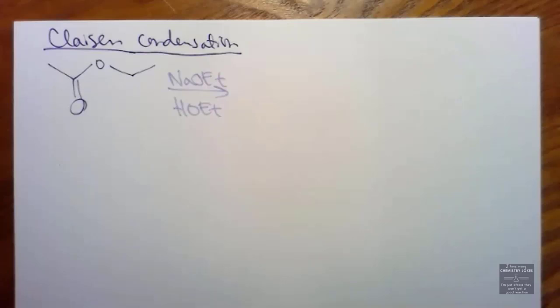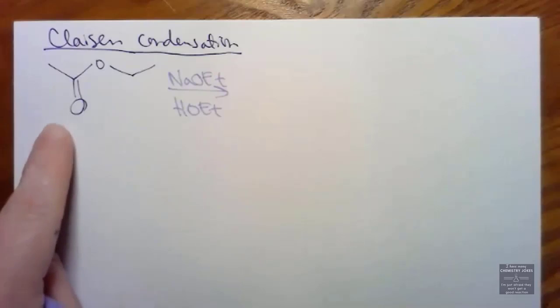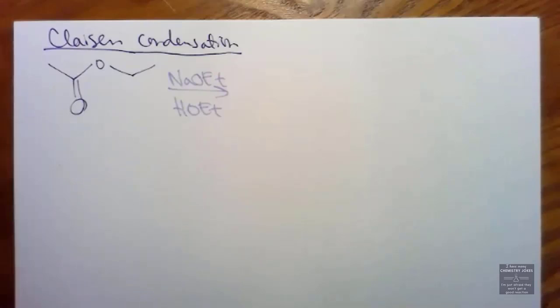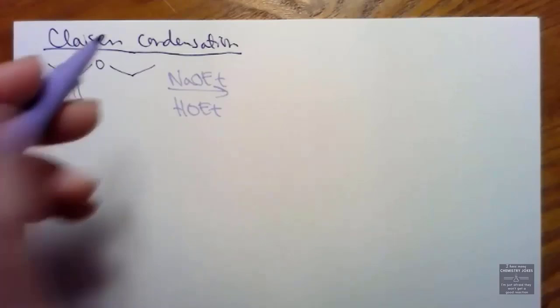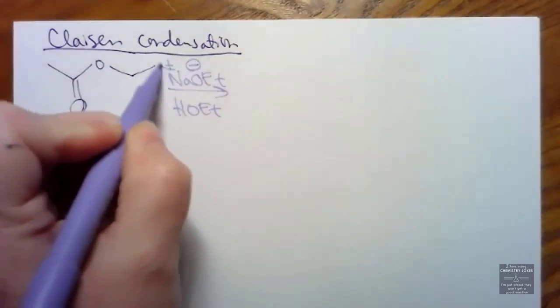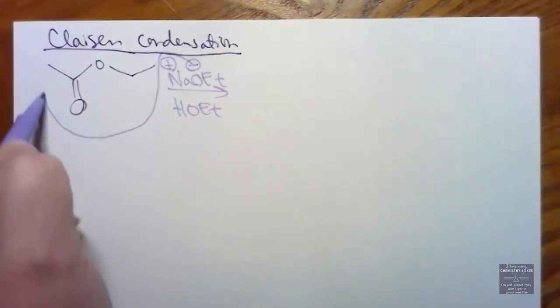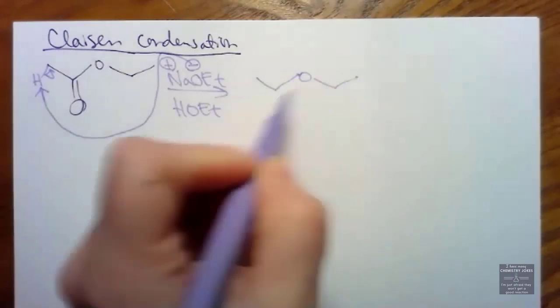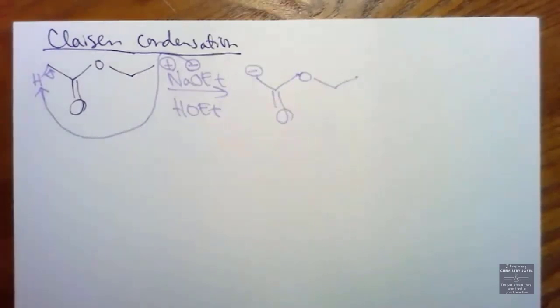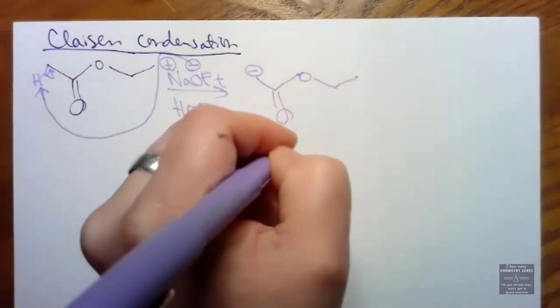Aldol begins with an aldehyde or a ketone. Claisen needs to begin with an ester. Which is more acidic, aldehyde or ester? So an ester is a little bit tougher to deprotonate than an aldehyde is, but we can do it. Pluck an alpha hydrogen, like that, and make an enolate.